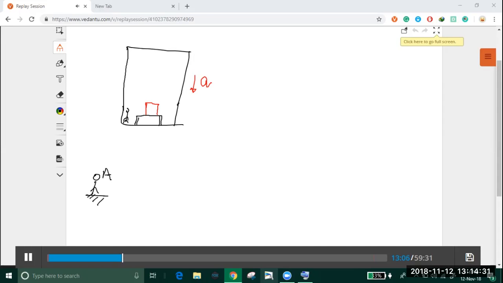Okay. So if the lift is coming down with the acceleration a, the block is also coming down with the acceleration a, right? So now draw the FBD and write the equation, and tell me how much will be that deflection in this weighing machine.